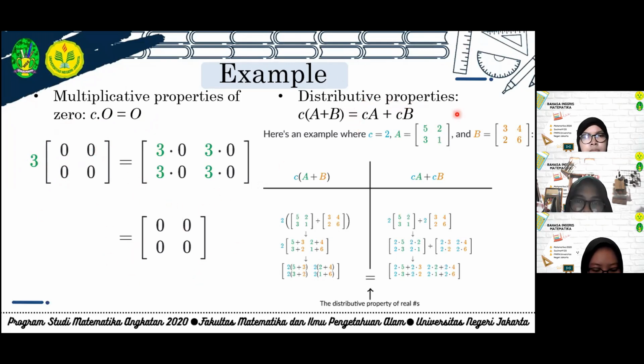And next, distributive properties. C multiplied by A plus B equals C times A plus C times B. Here is an example where C equals 2. And matrix A, the first row is 5 and 2, the second row is 3 and 1. And matrix B, the first row is 3 and 4, and the second row is 2 and 6. And the result is the same.